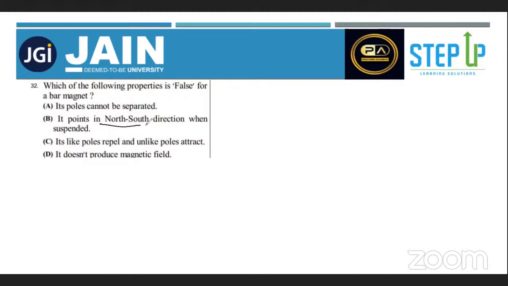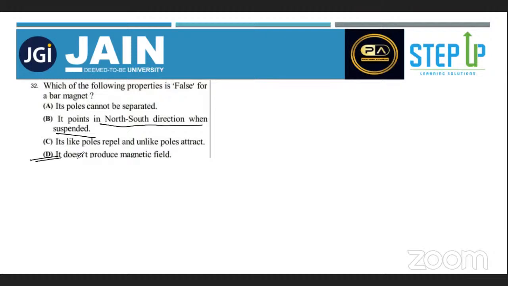It points in the north-south direction when it is suspended. The thing which is incorrect here is that it doesn't produce a magnetic field. Being a magnet, it will not produce a magnetic field. It's not true. It will produce a magnetic field. It has the capability of producing one.